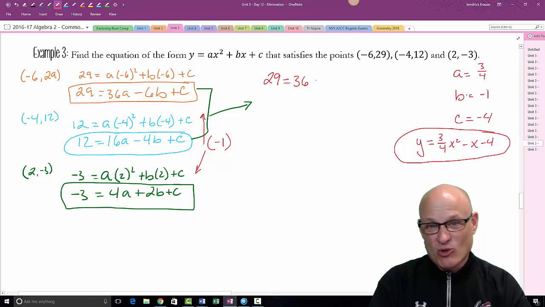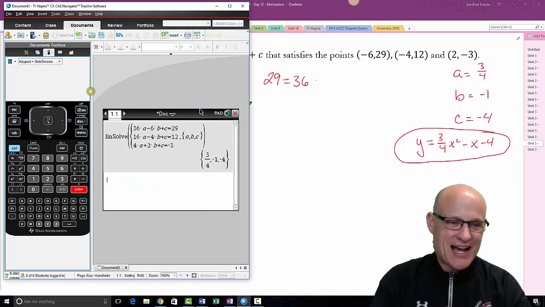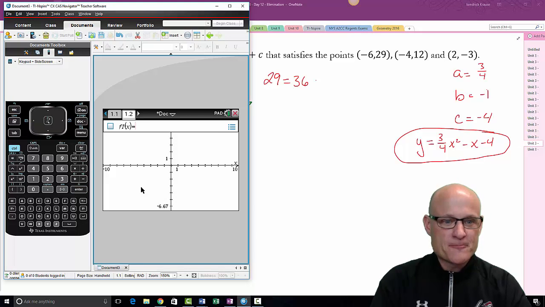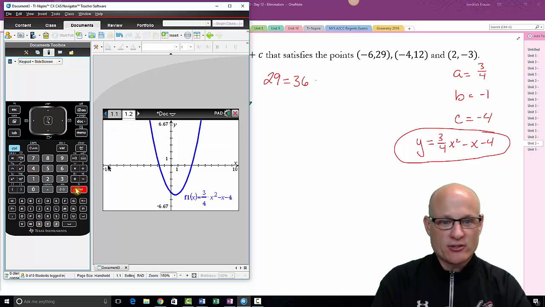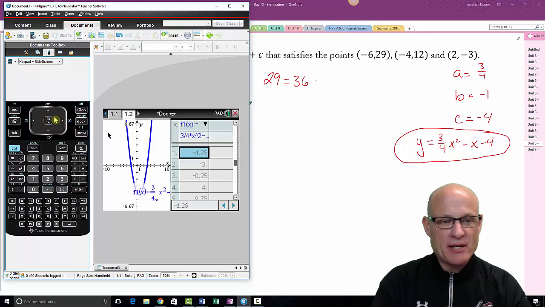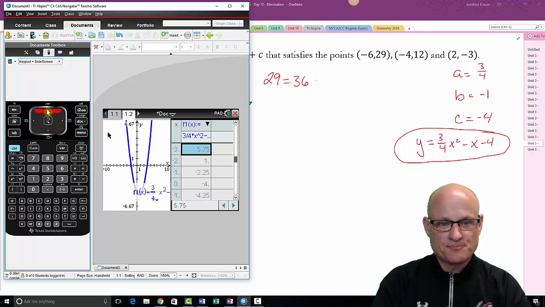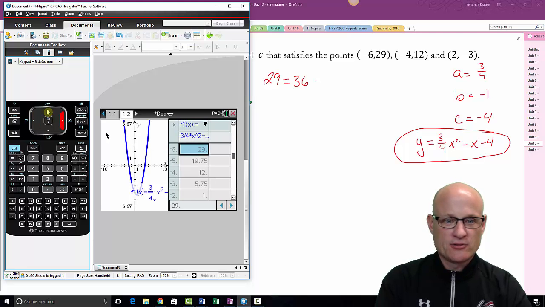That should be my final answer. That just doesn't seem right. It can't be right. Let's check this out. Let's go into graph mode. 3/4, control division, 3/4 x squared minus x minus 4. Enter. All right. Oh, let's check it out. We got to go to the table. Control T. Let's see if I did this right. So I should be able to find negative 6, 29. There it is. Right there, negative 6, 29.